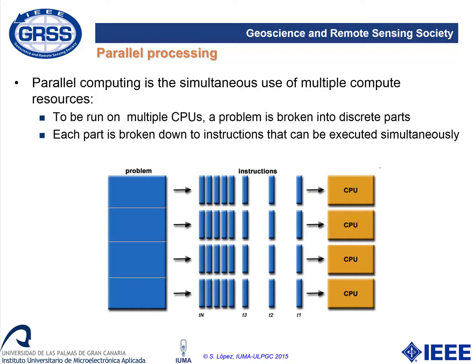On the contrary, parallel computing is by definition the simultaneous use of multiple compute resources. So we run our problem onto multiple CPUs. A problem is broken into discrete parts, and then each part is broken down into instructions. As you can see here, this is our problem, which is divided in this example into 4 parts that are going to be run on 4 CPUs. So we are getting here a theoretical speed up against the serial case of 4.